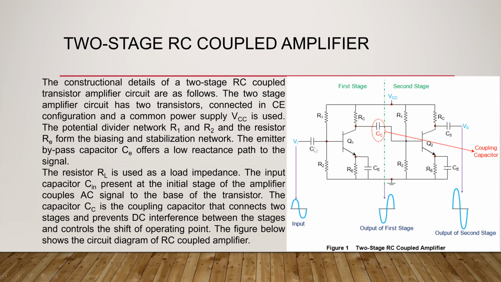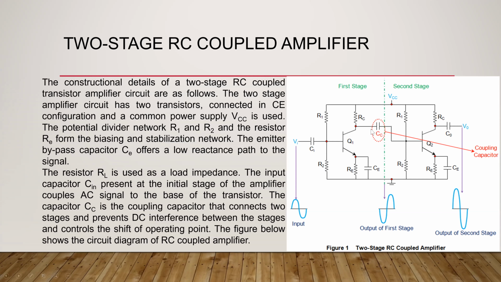The Cin capacitor will allow only the AC input signal into the transistor. It does not allow any DC signal. Also, it does not allow DC voltages developed in R1, R2 into the input signal. Therefore, it will provide DC isolation between the input and the amplifier circuit.